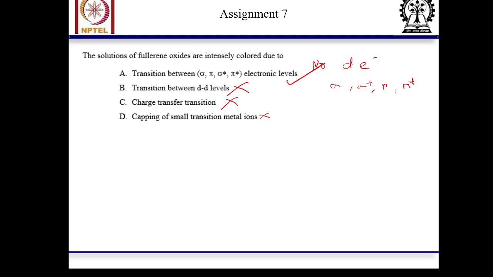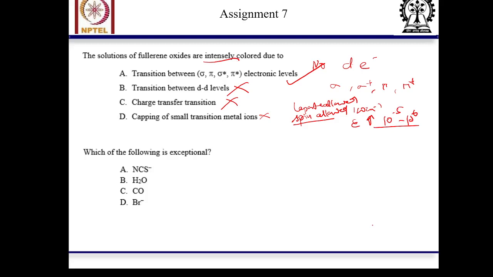I have already told that a ligand transition has a bandwidth of 100 centimeter inverse, very low bandwidth, and they are highly intense because they are Laporte allowed and spin allowed also. That's why their epsilon is very high, 10 to the power 5 to 10 to the power 6. That's why they have intense color.